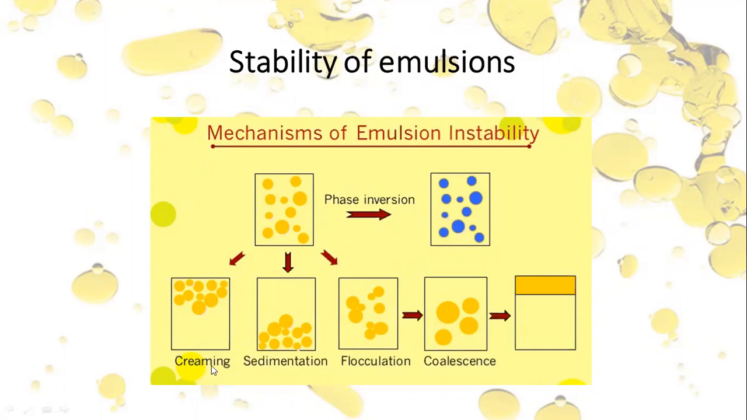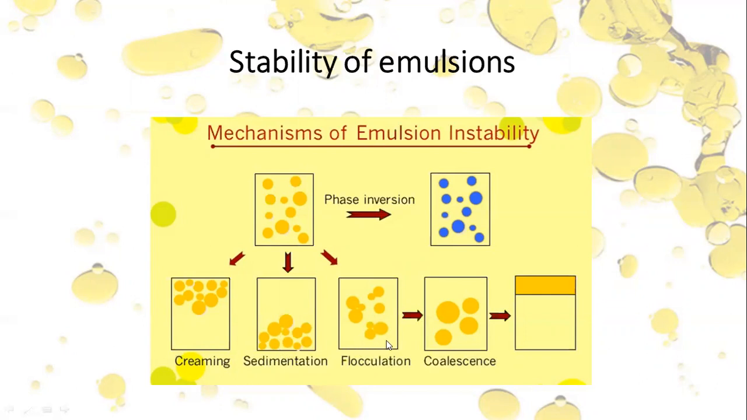And see here, if creaming occurs, that means the upward creaming of the oil globules. Already we assume that this is an oil in water type emulsion. So here the oil globules go upward, the upward movement of these globules is occurring here. So creaming is occurring. Then next is sedimentation, where the downward movement of those globules occurs, which is called sedimentation.